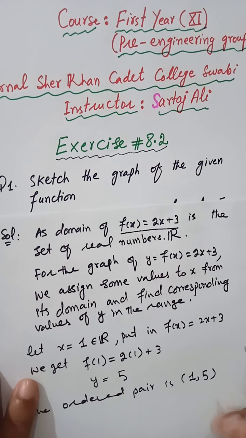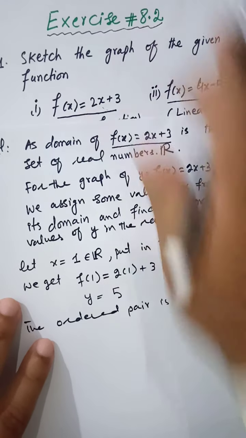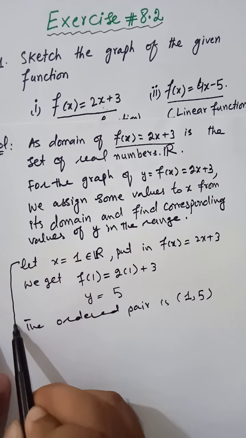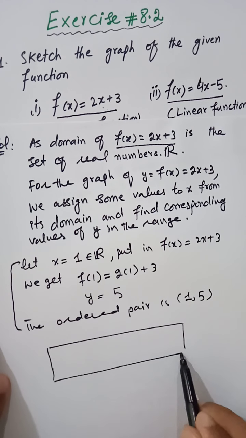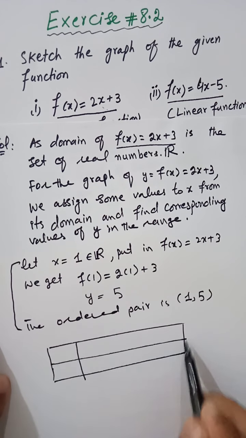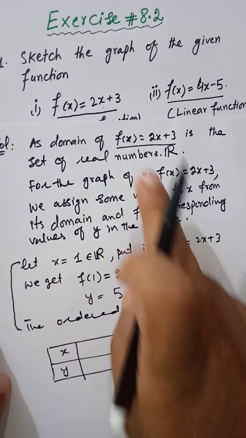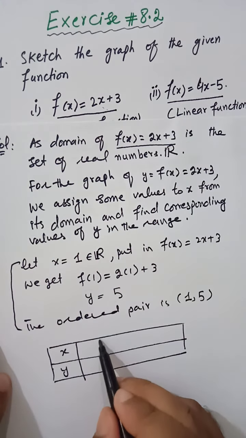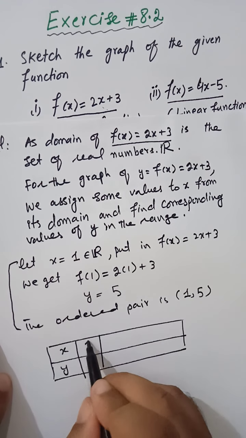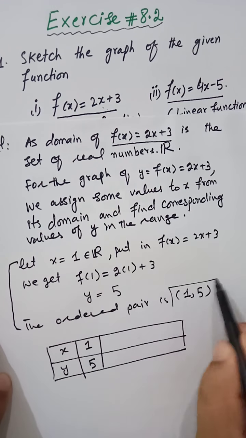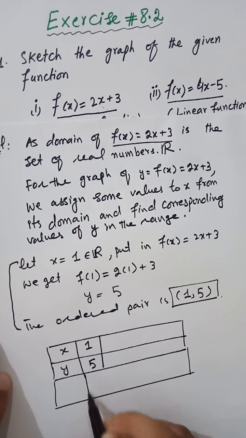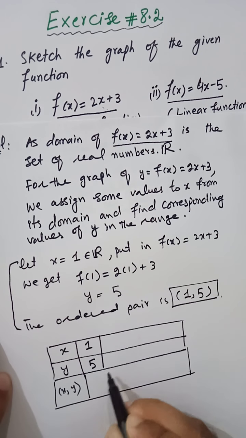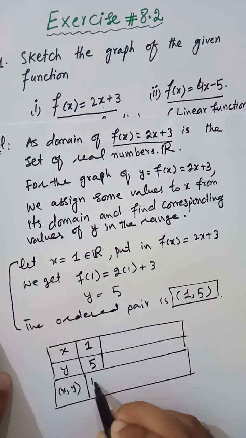Is it clear? So for that we make a table. The table is in this form. So this is just for your understanding. Now this is the table. This is x and this is y. Y means f of x is equal to 2x plus 3. When you give 1 to this function, you get 5. So you get this ordered pair. So here let's say this is the ordered pair (x, y). So from here you will get the (1, 5) ordered pair.